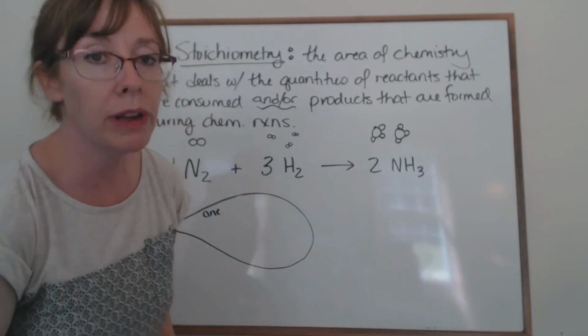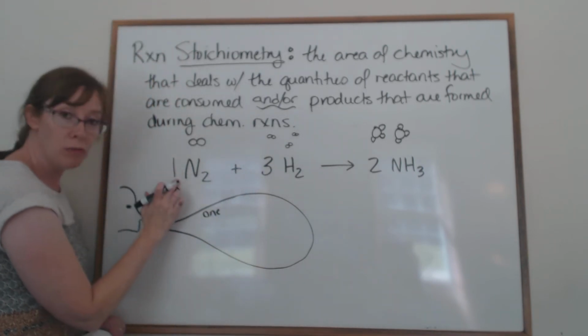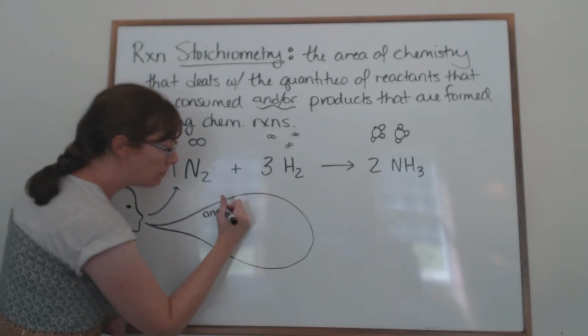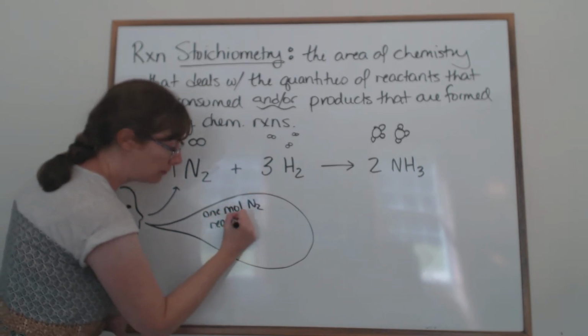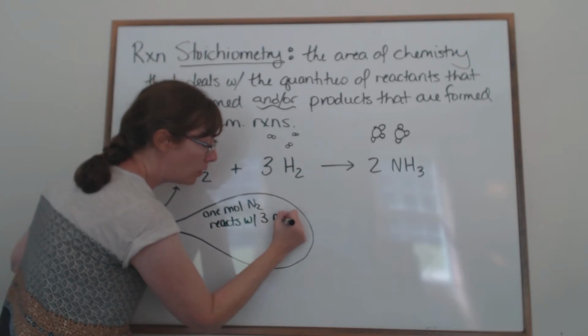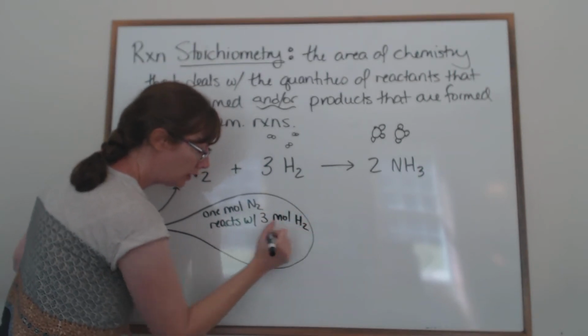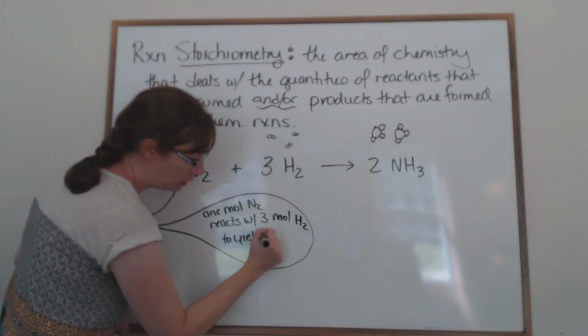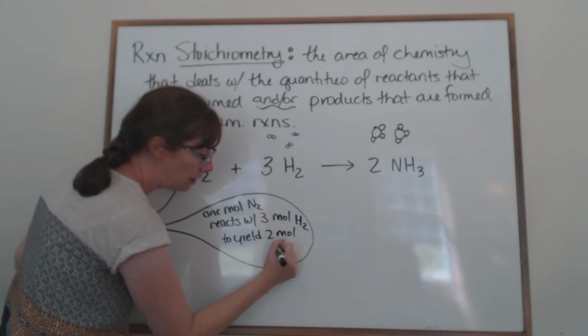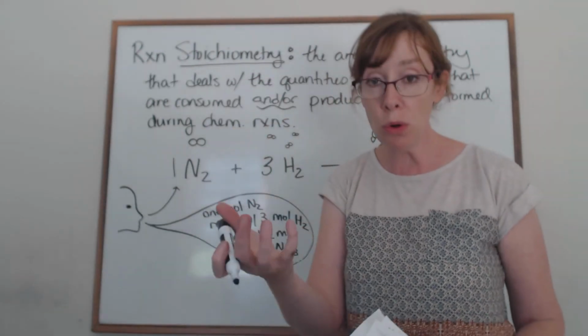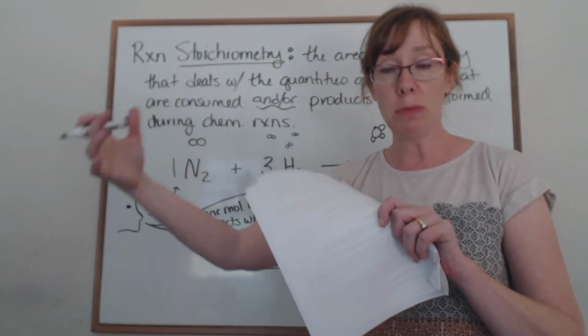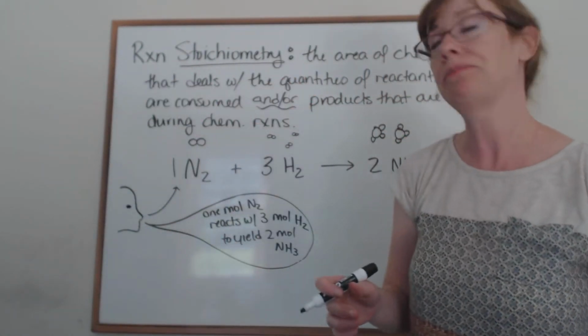Instead, when you read a chemical equation, what you would normally say is 1 mole of N2 reacts with 3 moles of H2 to yield 2 moles of NH3. In other words, the coefficients are the number of moles required for each species to make whatever you're trying to make.